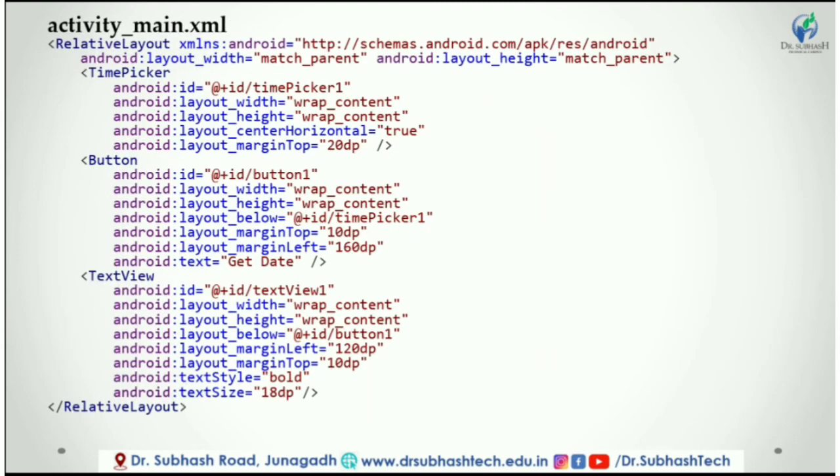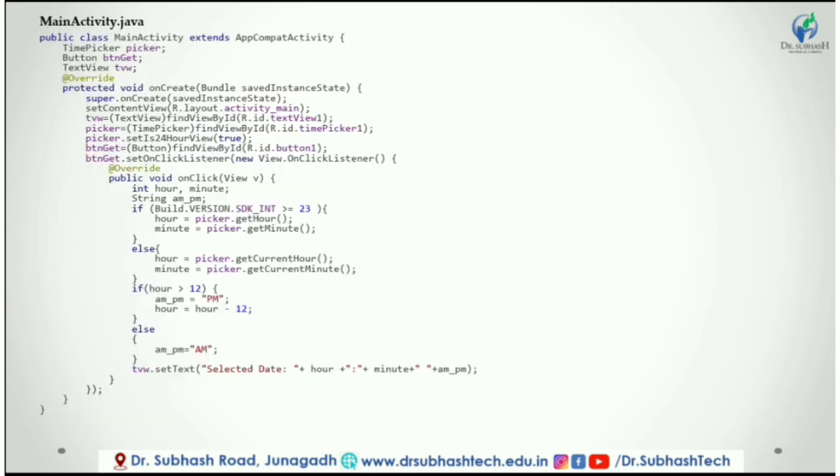Now we will create a simple example of time picker. The relative layout contains a time picker, a button and a text view. First of all, we have to select the time. Then after we click the button, and the text view displays the selected time, hour and minute.